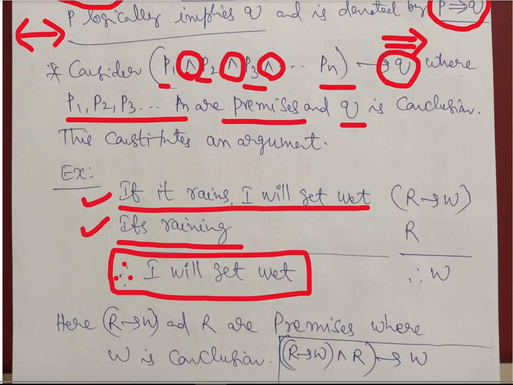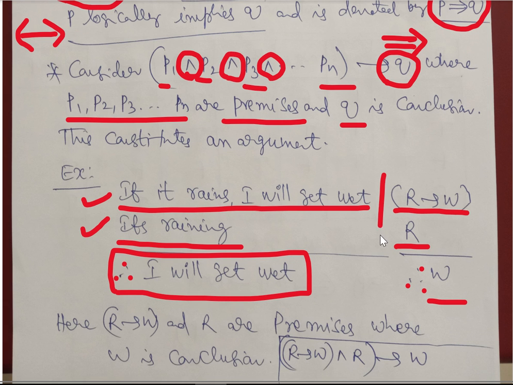Here two statements are given, and if we represent them logically, consider it rains as R, I will get wet as W. If it rains, then I will get wet, so it is obviously a conditional statement: R implies W. It is raining, that is nothing but a basis premise called R. Therefore, I am going to get wet, which is going to be W.